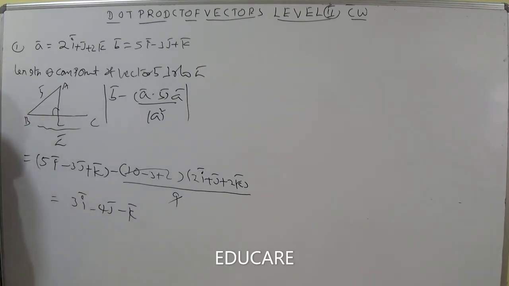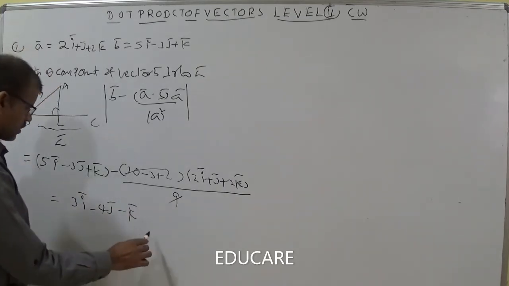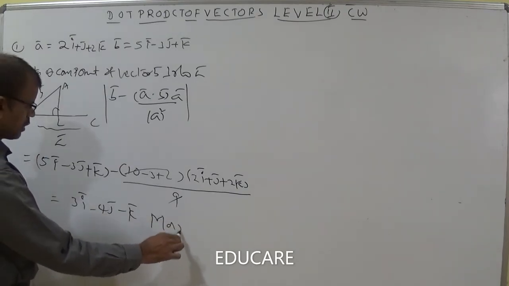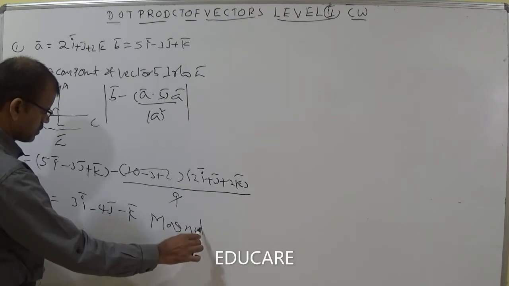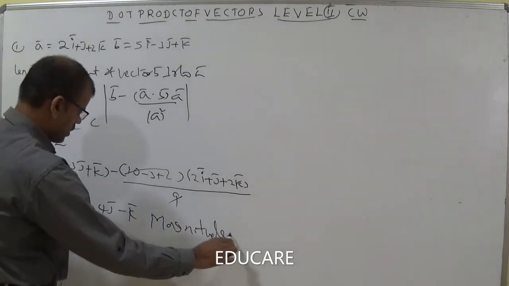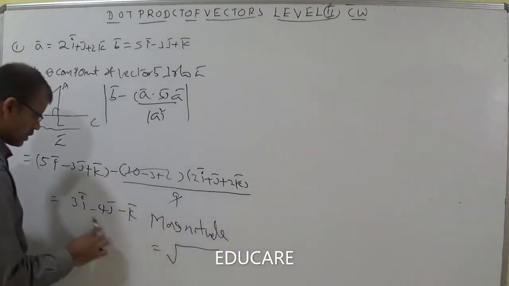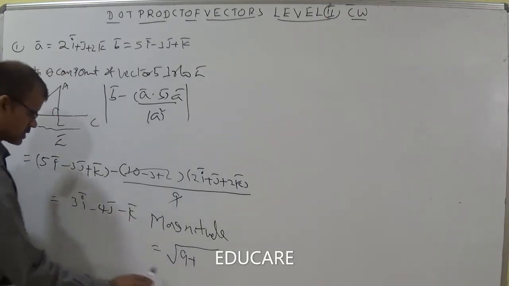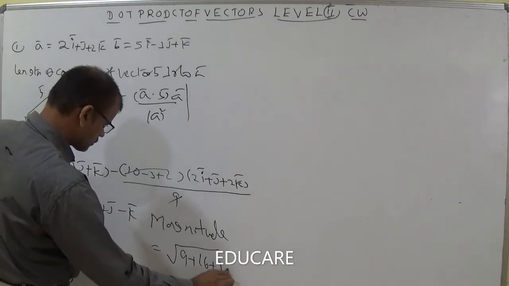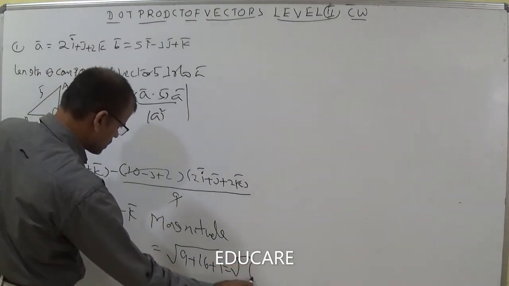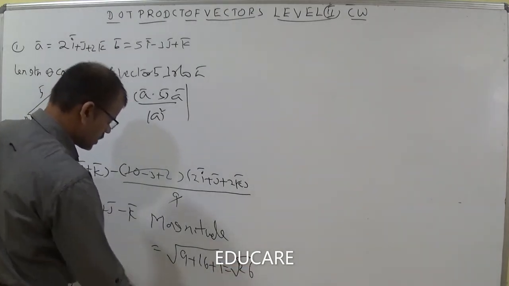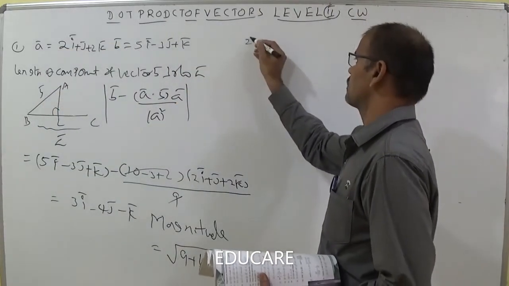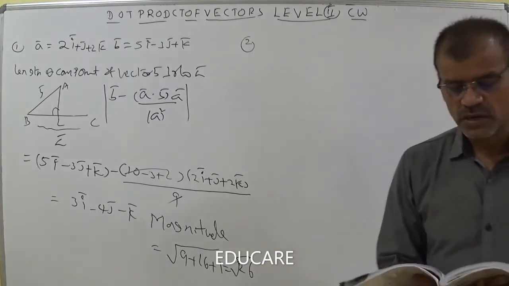To find the magnitude of the given vector, magnitude or modulus or length is equal to root of component square plus component square plus component square. 9 plus 16 plus 1, you can write as root 26. Here root 26 is the second option. Let us see the second question.